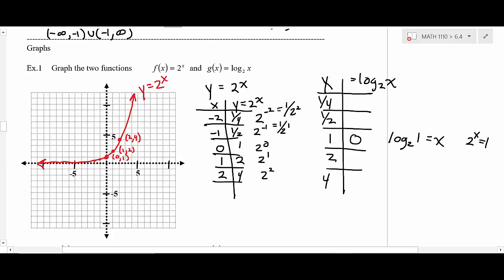Now we're going to keep crunching this out because I want you to see something. You may already see it, depends on you. So let's go log base 2 of 2. We're going to set that to x. If you write that in exponential form, you'll have 2 to the x equals 2. So what does x have to be in that? 1. Are you seeing anything?